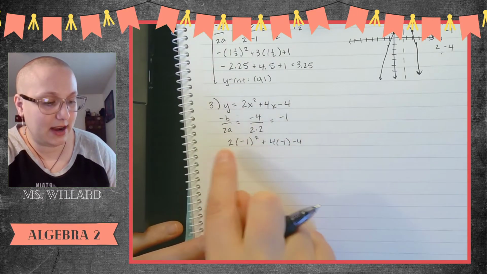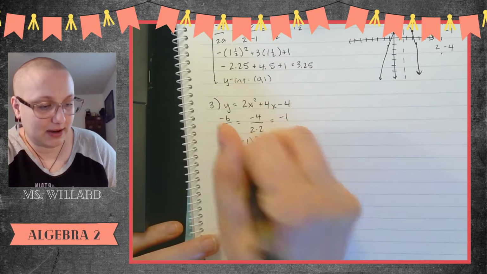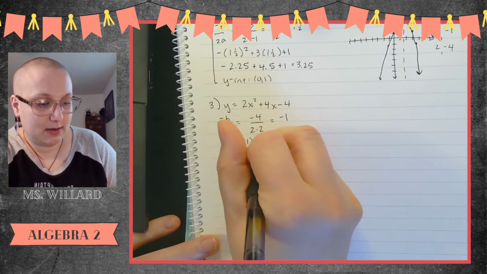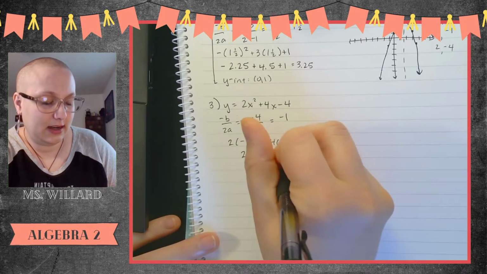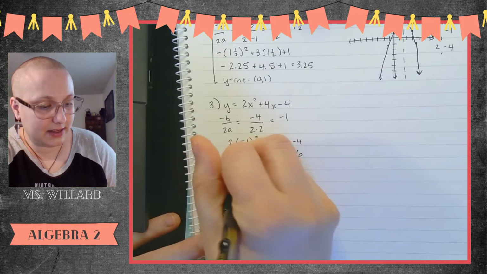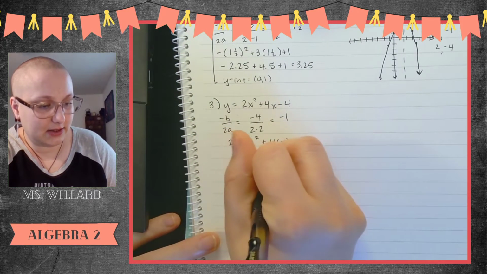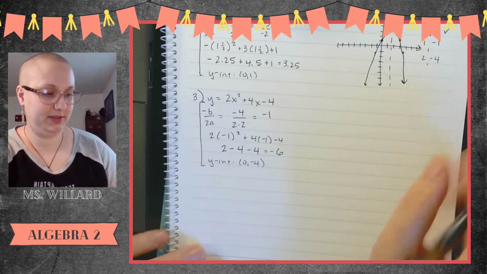So I do -1 times -1, which is +1. So it's 2 times +1, which is 2, plus 4 times -1, which is -4, minus 4. So I think that's -6. And then my y-intercept is going to be 0, -4. Those are all the things that I know from the numbers. So I'm going to graph that.